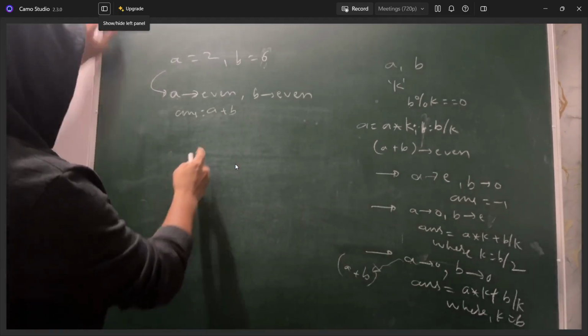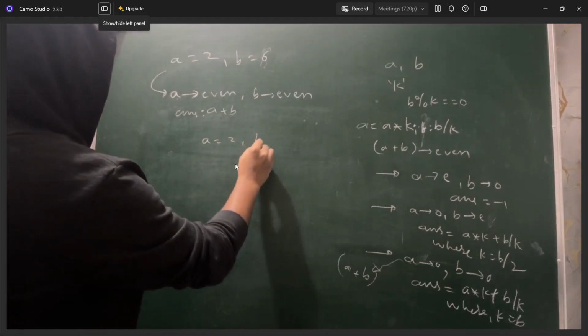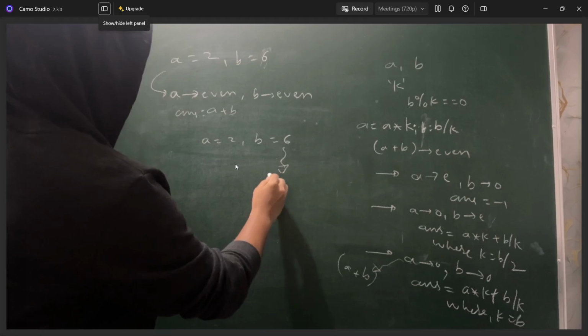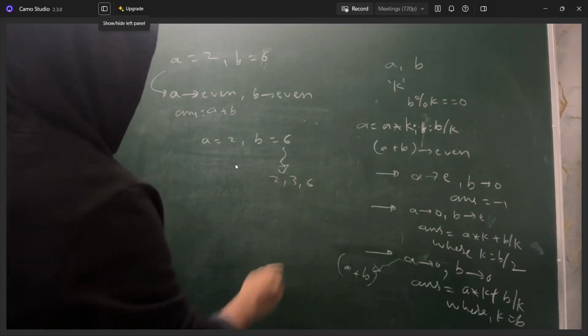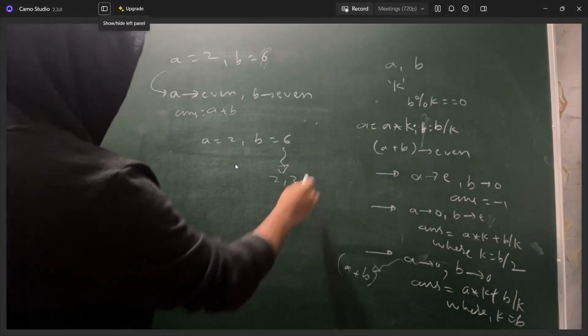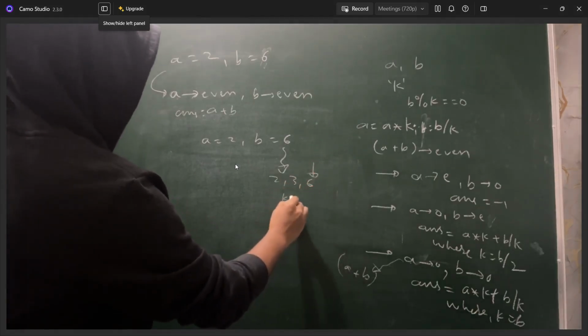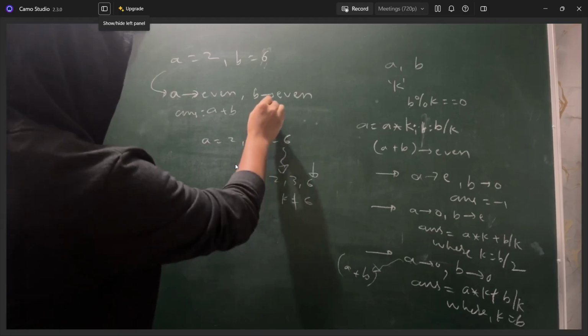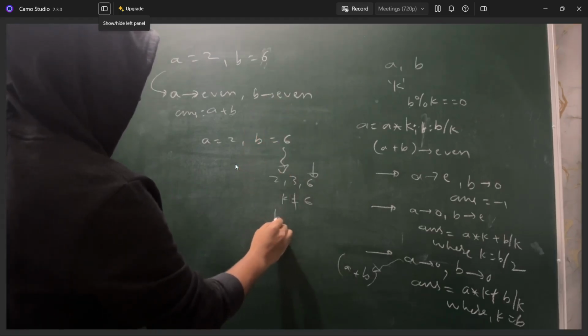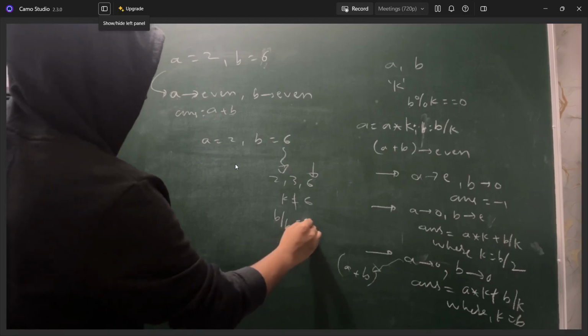So see, you have a as 2 and b as 6. So what are the prime factors? You have 2, 3 and 6, right? And why will you not be taking k as 6? Because this is an even number, and when you try to divide it by b, this will give an odd number.